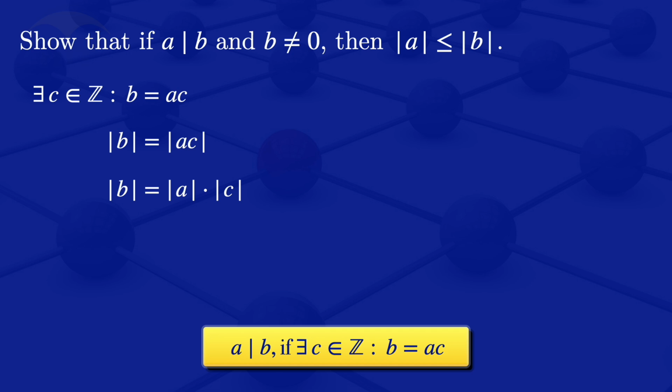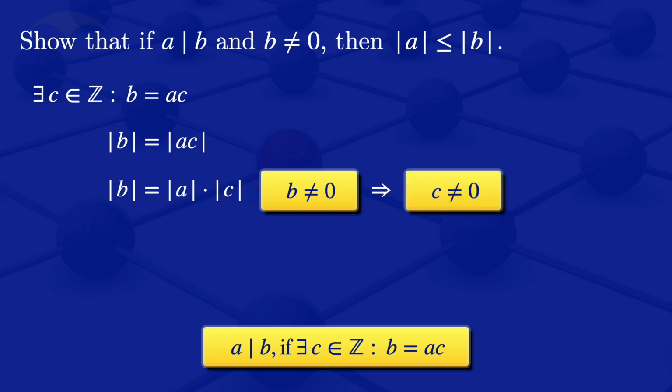But in this question we are given that B is not equal to 0. So I'll write B is not equal to 0. If B is not equal to 0, the left hand side here is not equal to 0. So if the left hand side is not equal to 0, then the right hand side is not equal to 0. That would mean that C, the integer that we are looking at, is not equal to 0.